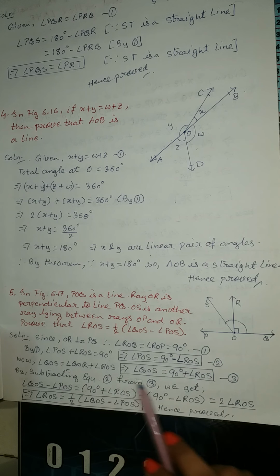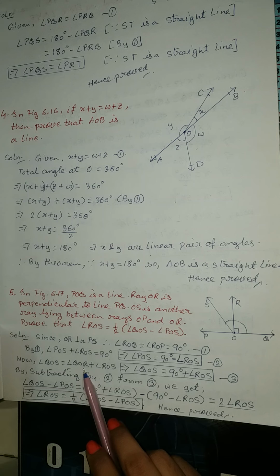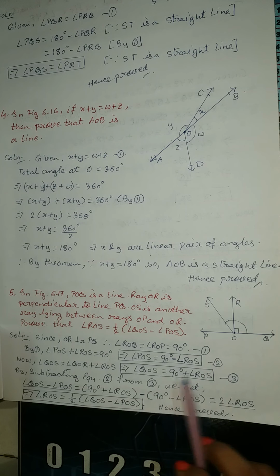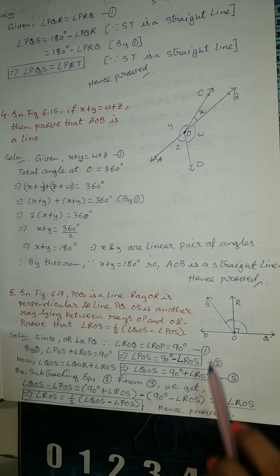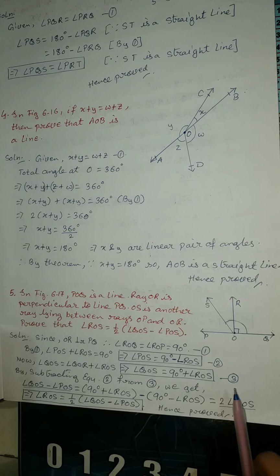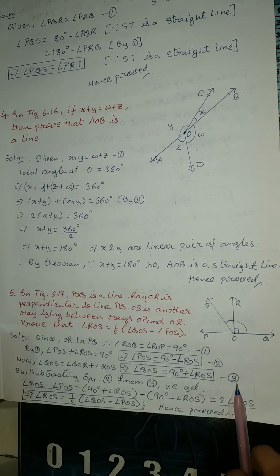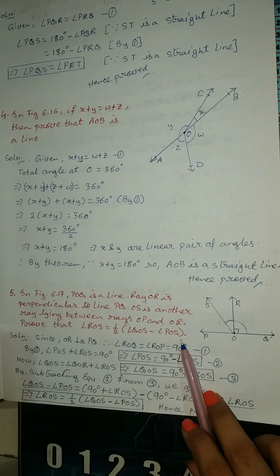So here we can rewrite it as QOS is equals to QOR, which is 90. This one is 90 plus ROS. This one we don't know the value, so we'll keep it as ROS. Mark this one as equation 3. Now we will get back to the given question.